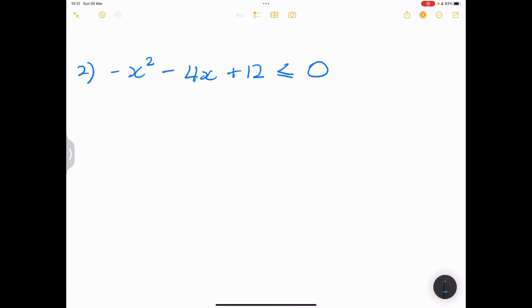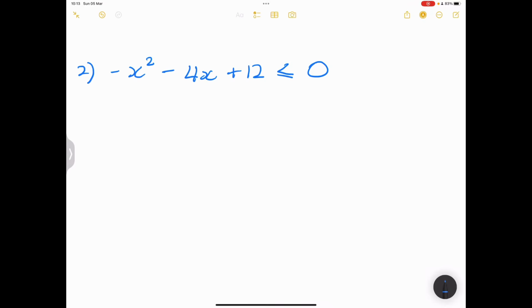So the question is solve for x, right? Where is negative x² minus 4x plus 12 less than or equal to 0? Now, ladies and gents, when the coefficient of x² is negative, try and get it to be positive. But remember, in this case, we multiply by the negative throughout, so everything changes sign, right?